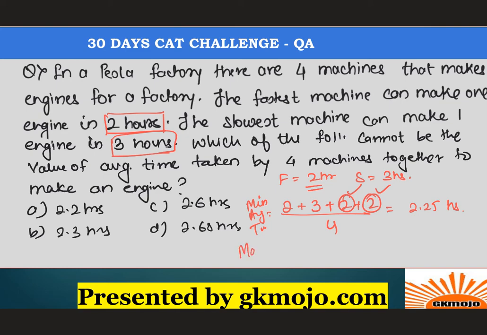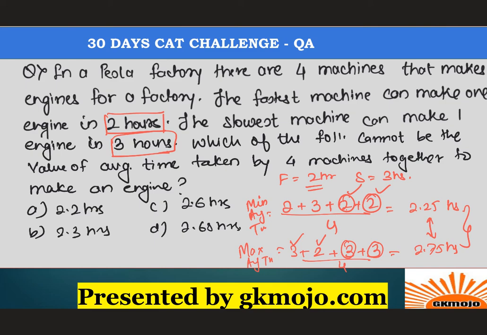Similarly, what would be the maximum possible average time? The other 2 engines, now we will consider them working at the slowest capacity, right? So there is one engine which is fastest, one which is slowest, and the other 2 whose values we do not know are working at the slowest capacity. So we get the maximum average time. So here what you will get, 9 plus 2 is 11, 11 by 4 is 2.75 hours. So this is your range.